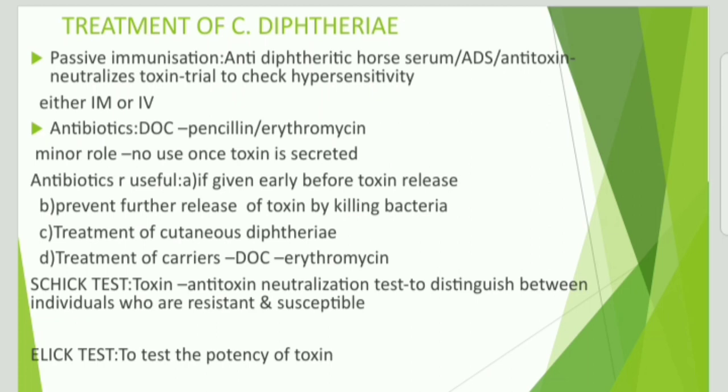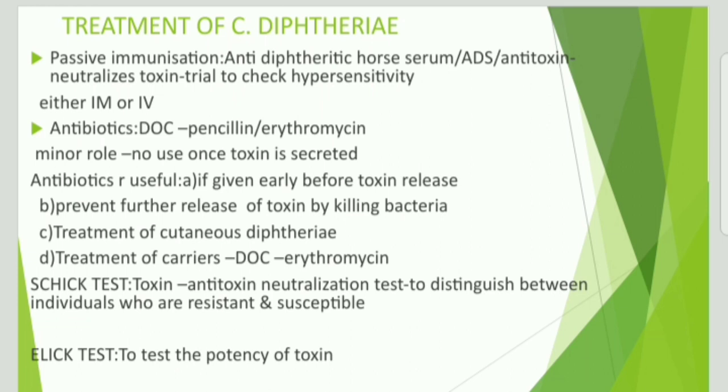When we talk about the antibiotics used here, penicillin or erythromycin is the drug of choice. Here, the antibiotics play a minor role, as they are of no use once the toxin is secreted. However, antibiotics are useful if given early, before the toxin release, or to prevent further release of the toxin by killing the bacteria, or for the treatment of cutaneous diphtheria, or lastly for the treatment of carriers, where the drug of choice is erythromycin.